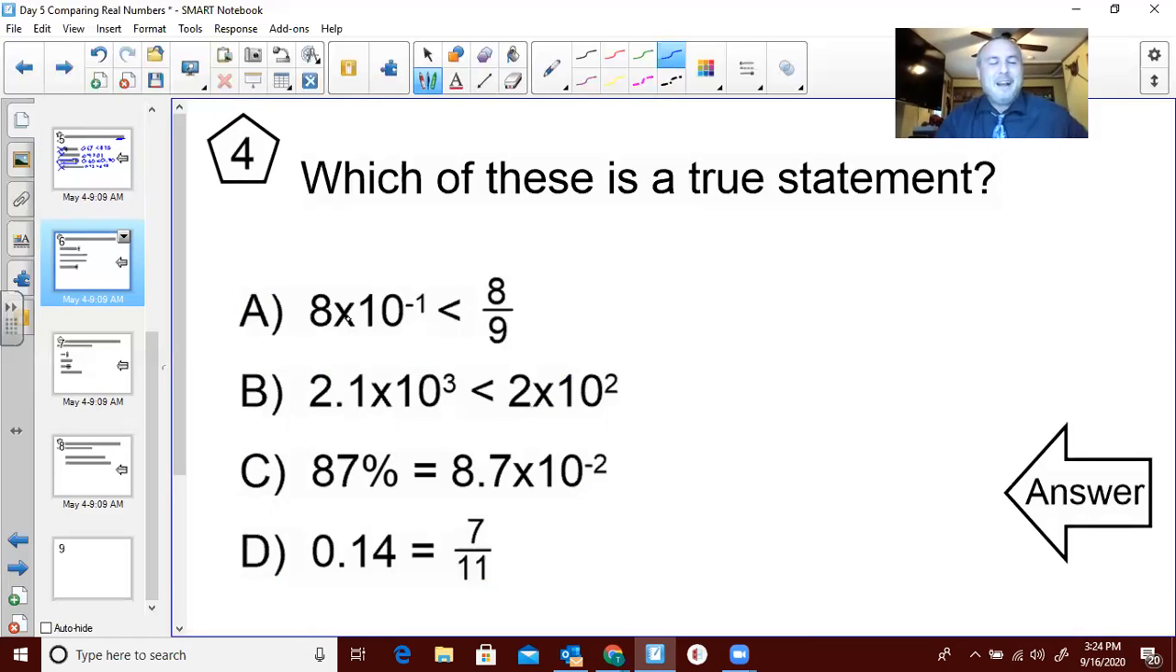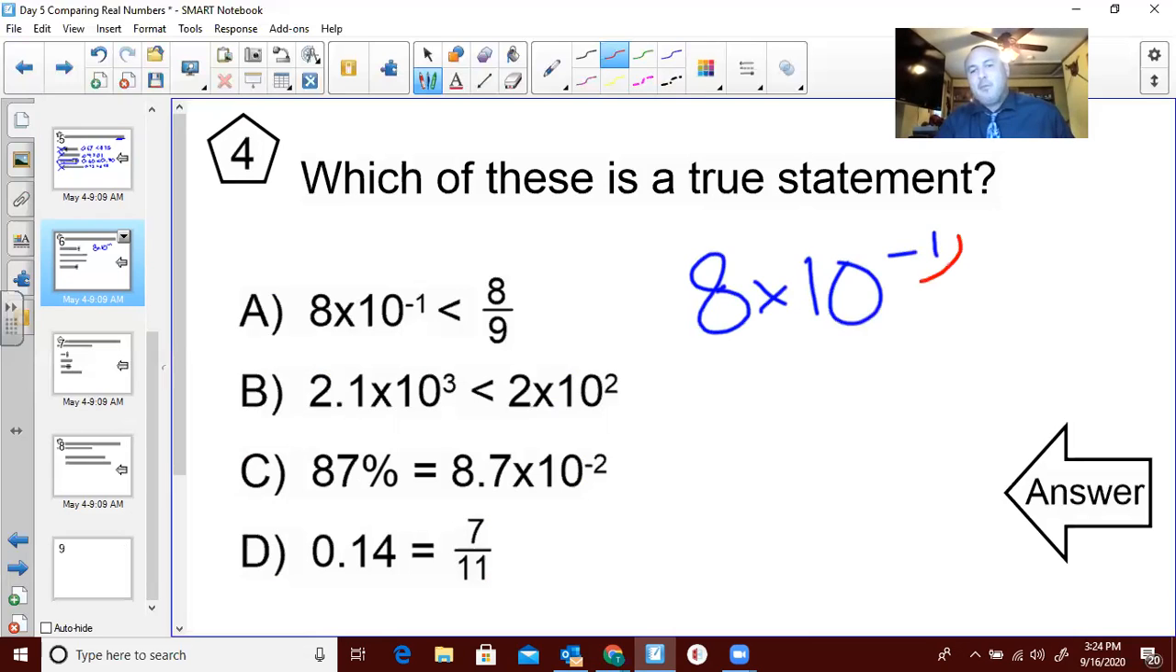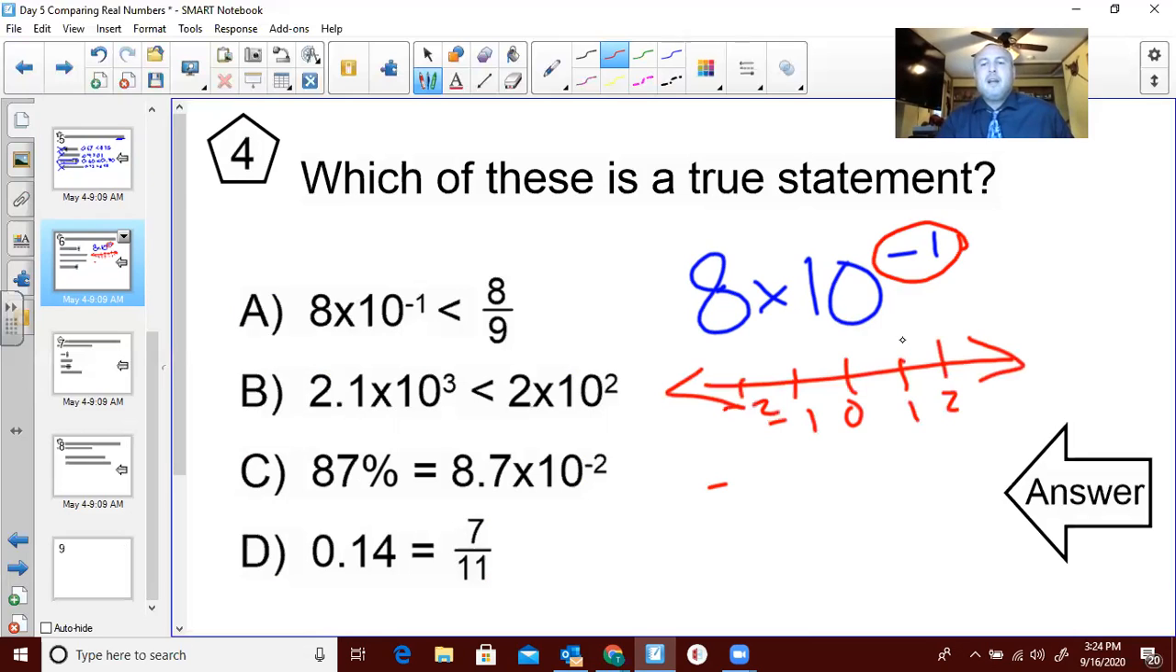All right, so now I've got 8 times 10 to the negative 1. So this is your scientific number. We remember that I will write it off to the side here. The most important part about this is this negative 1 right here, right? So I've got my number line, 0, 1, 2. That's all I'm going to go to today. So I know that it's negative, so that means I'm going to go this way down the number line. And it's got a 1 right there.